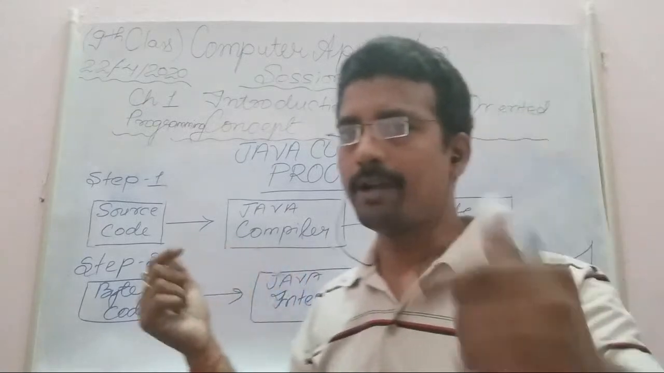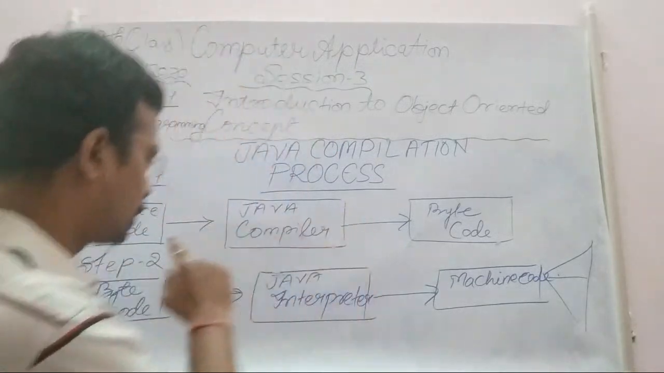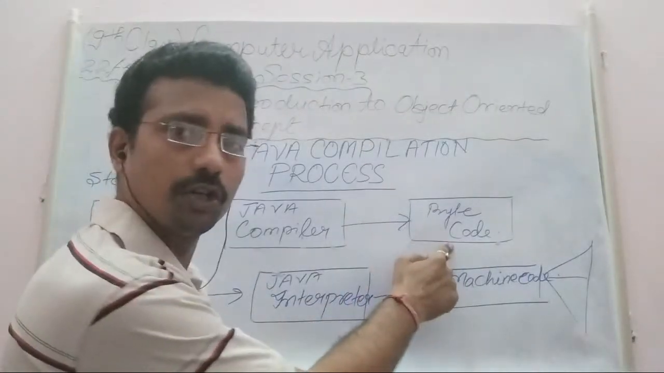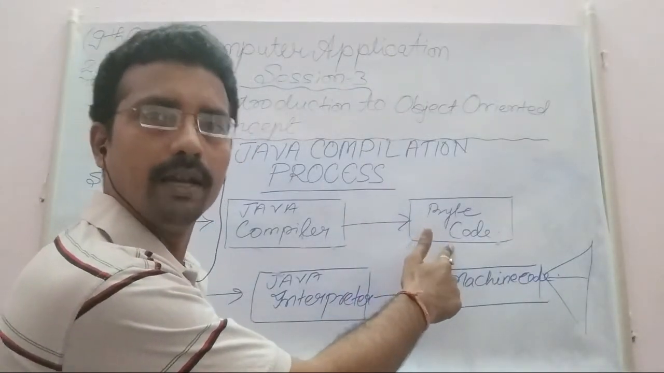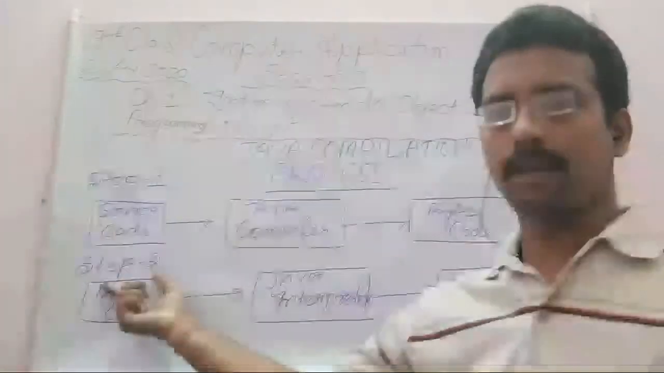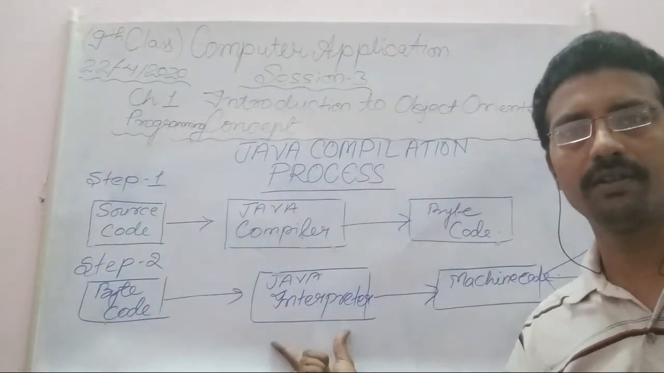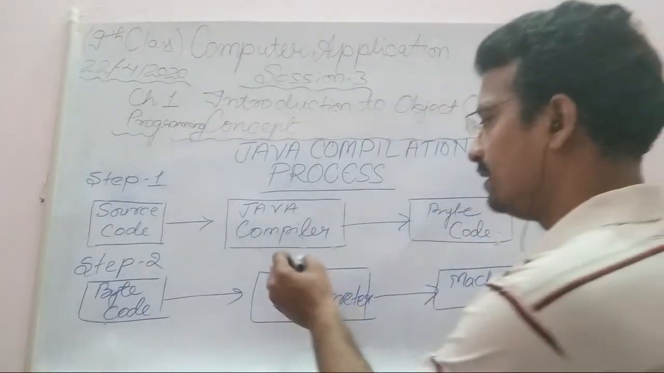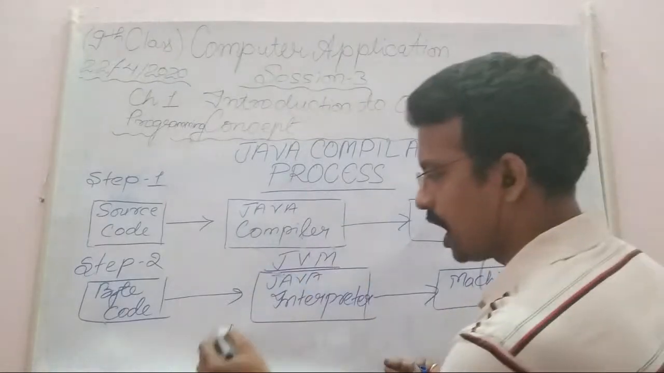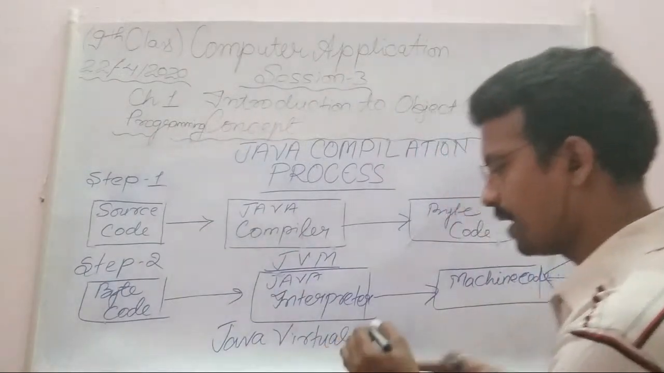I have just discussed bytecode. Here you can make a more complete definition of bytecode. When the source code is converted by the Java compiler into a special code, it is called bytecode, which is machine independent. In the next step, this bytecode is taken by the Java interpreter, which is also called JVM. JVM stands for Java Virtual Machine, one of the very important points of Java.